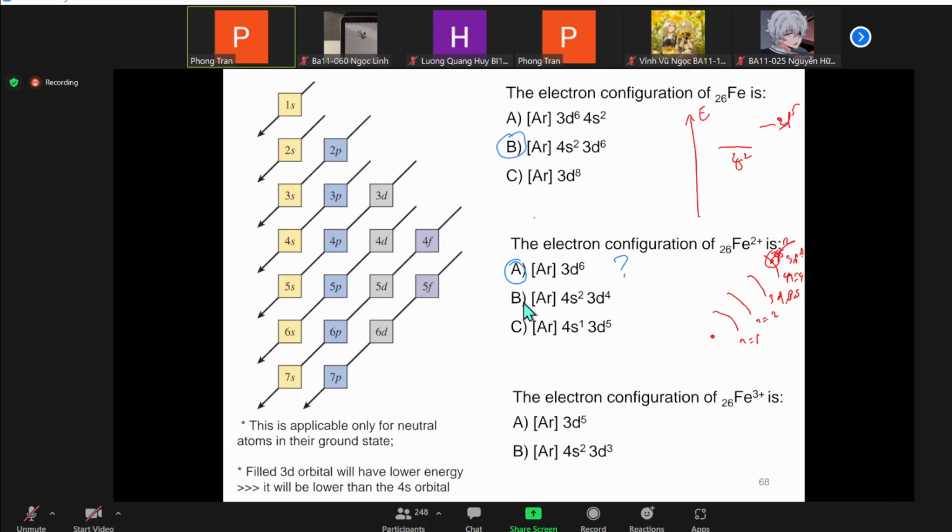Okay, so the take-home message you need to remember is for the 3D orbital. For the transition element, when D block elements form ions, the 4s electrons are lost first. This is the take-home message, because the electrons in the 4s are in the outermost layer. Okay. So the correct answer here is A.